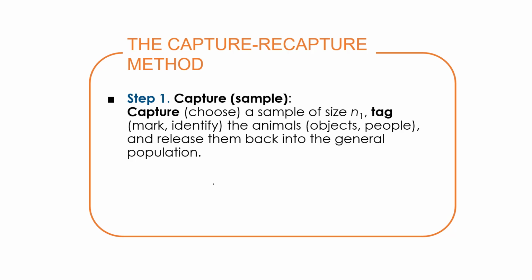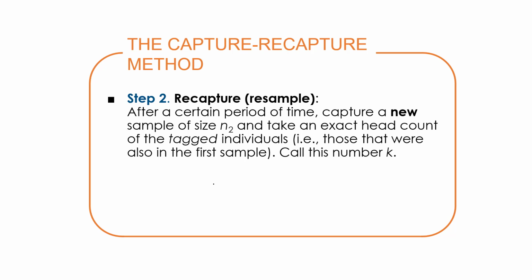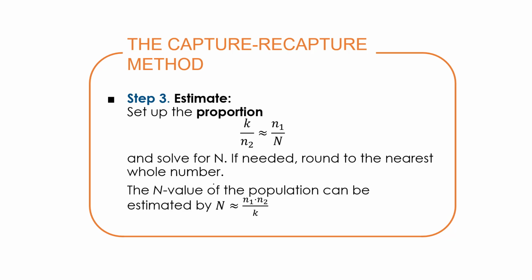So let's go through how we go about using the recapture method. Step 1, capture. Get a sample. Okay, so capture. Again, where did N1 come from? Choose a sample of size N, tag, mark, or identify the animals, objects, or people, and release them back into the general population. So N1 was the original number of objects that were tagged. After a certain period of time, capture a new sample of size N2 and take an exact head count of the tagged individuals, number K.